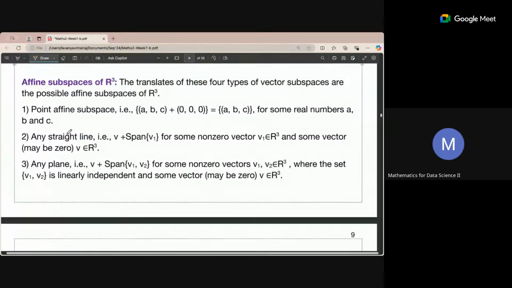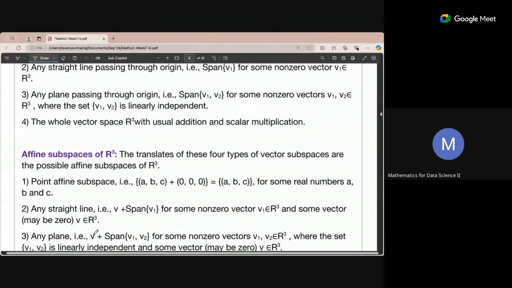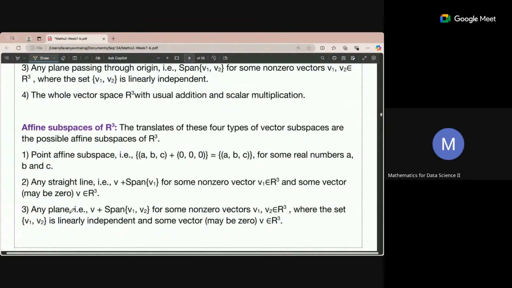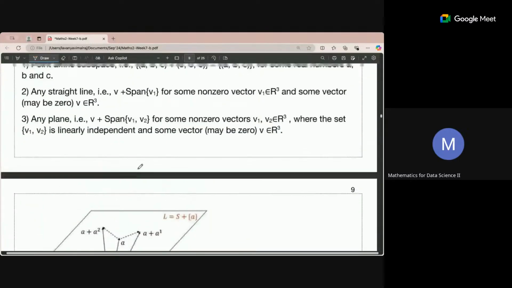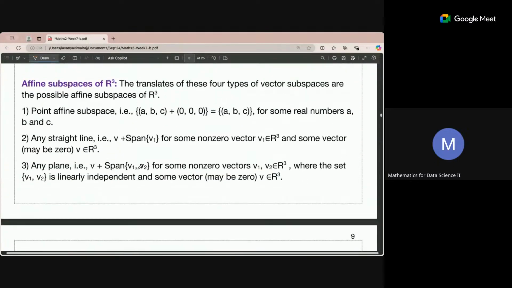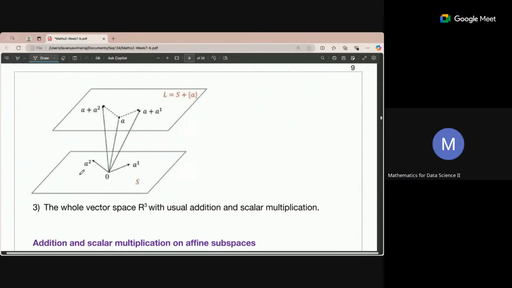Similarly, any plane passing through the origin is a subspace, and just any plane means that will be an affine subspace. So similarly, here the translation of entire R3 will be just R3. So these are all the possible affine subspaces of R3. For example, if you see a plane like this, the translation is another plane. So all the points will be translated.